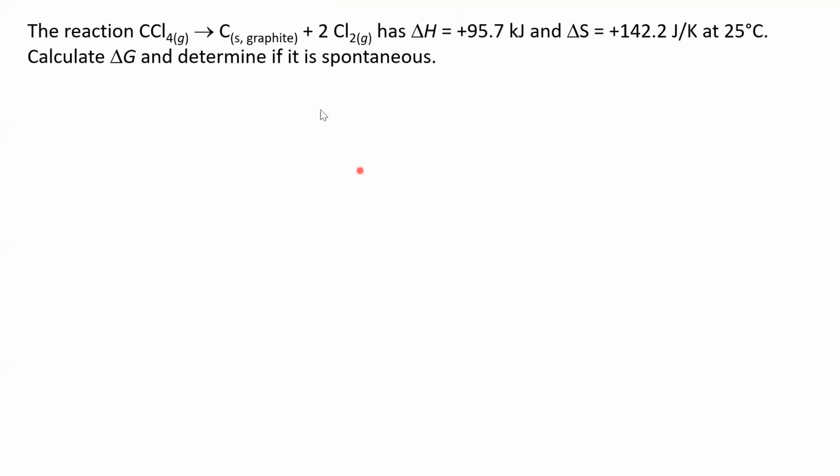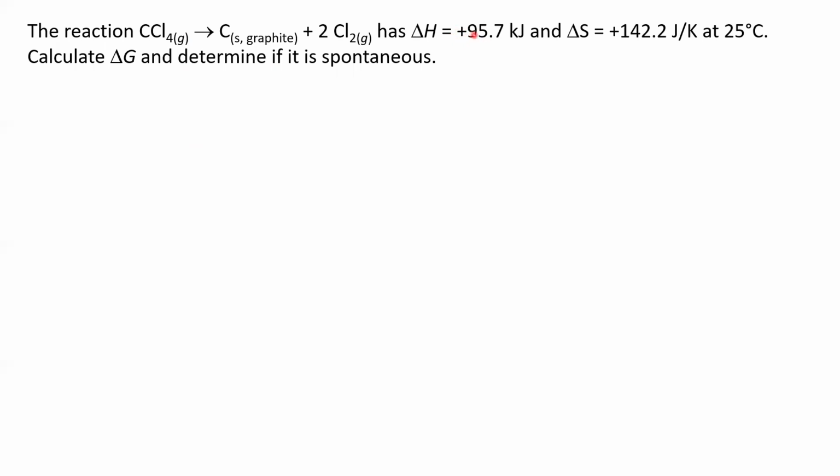So let's look at another scenario. Okay, we've got carbon tetrachloride. We're breaking it down into carbon and chlorine. It tells us that the enthalpy change for this reaction is positive 95.7 kilojoules. That makes sense.